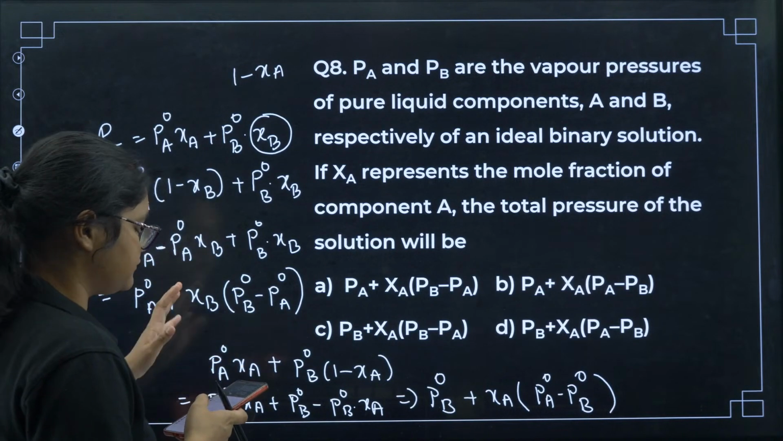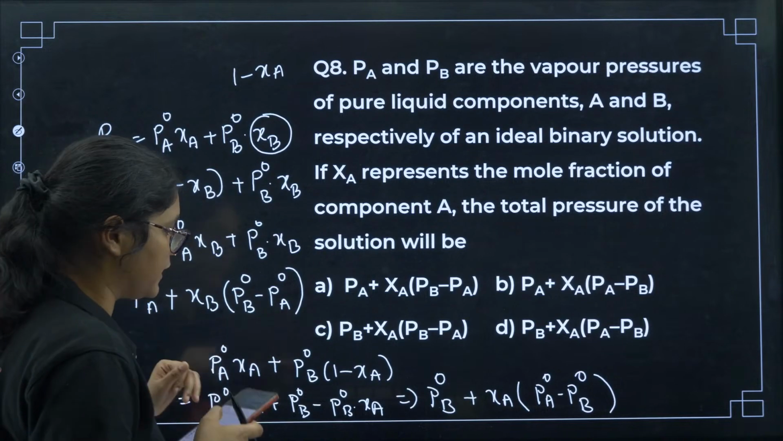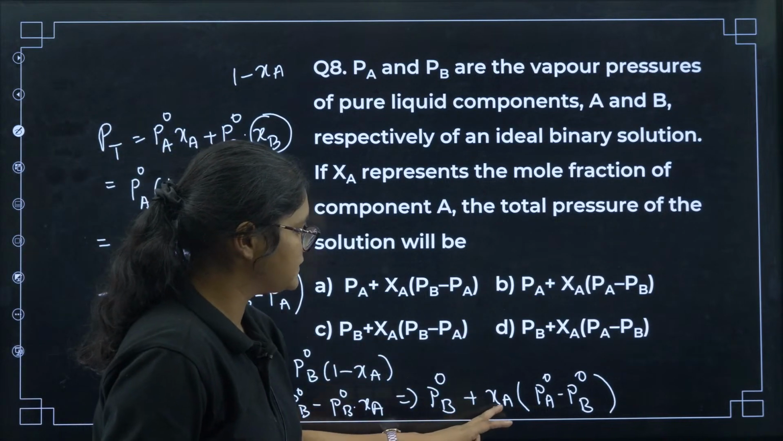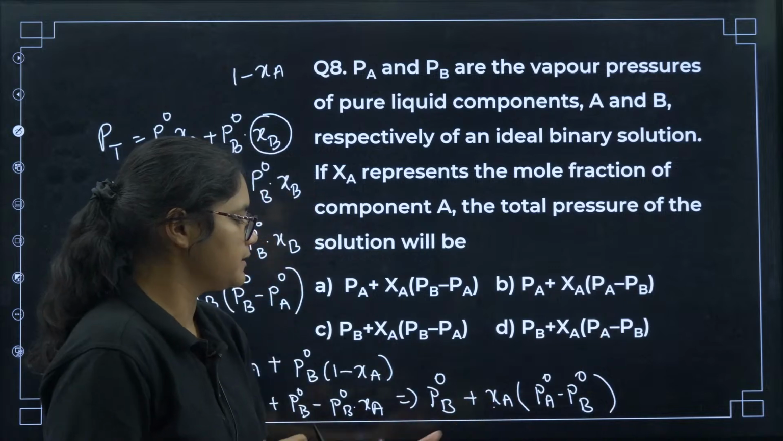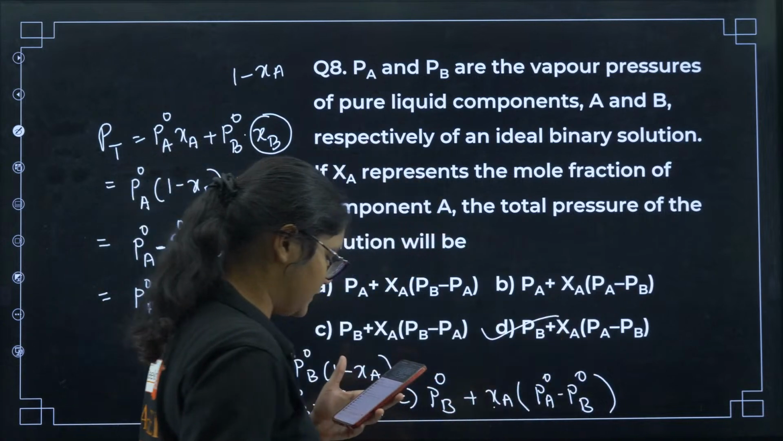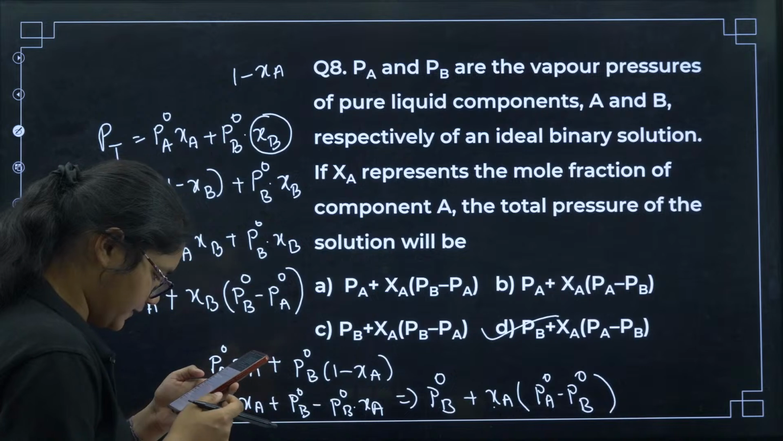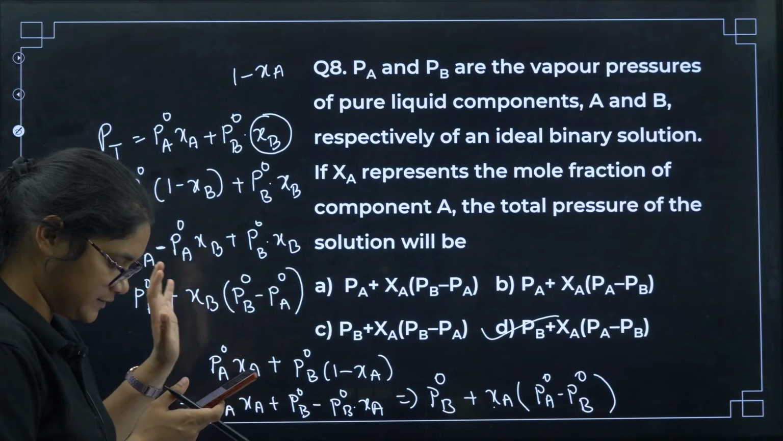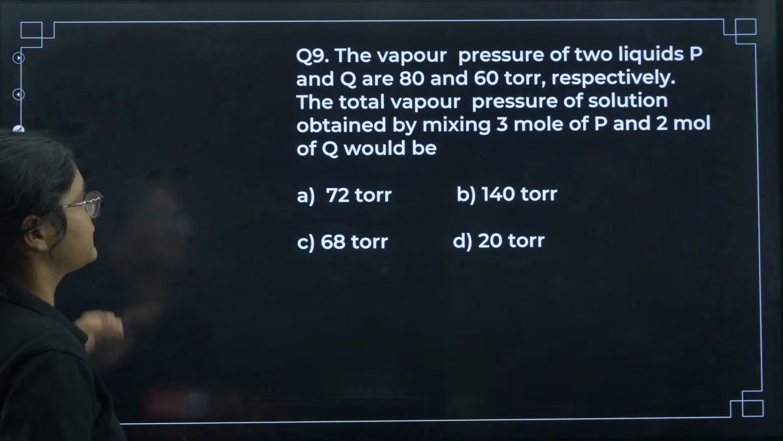So which option is fitting correctly? Which option are we getting? P naught B plus XA into (P naught A minus P naught B), this is the correct option. Option number D is the correct answer. Yes, all of you are getting correct answers, students. Very good. Let's move to the next question here.